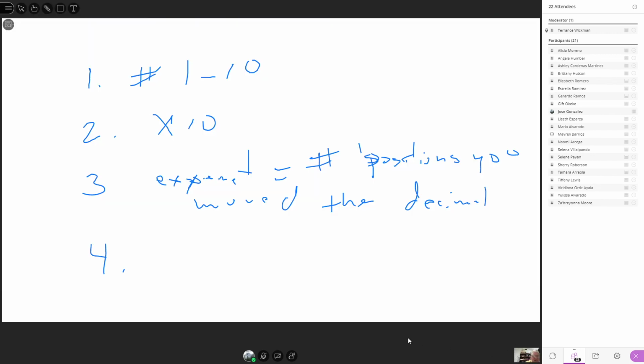So anyway, rule number 1, the number is between 1 and 10. Rule 2, you have to take that number and times 10. Rule 3, the exponent is equal to the number of positions that you moved the decimal. And if you move the decimal to the right, it's negative, and if you move it to the left, it's positive.